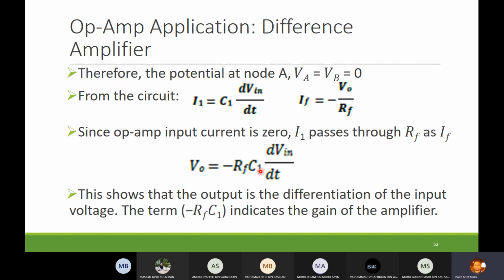Okay, dekat sini ada differential lah, dV over dt. So this shows that the output is the differentiation of the input voltage. So the term negative RF C1 indicates the gain of the amplifier. So ini adalah kita punya gain. Okay, sebab tu nama dia difference amplifier, differentiation. Okay, this one perkataan ni.